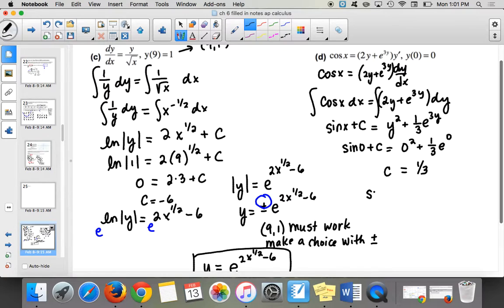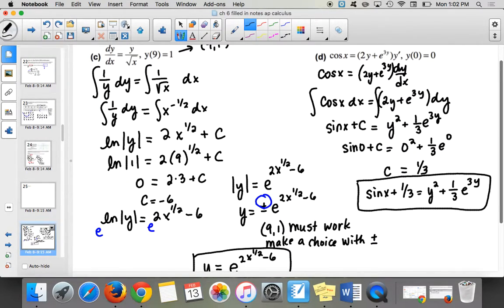So when we go back in, we have sine of x plus 1/3 equals y squared plus 1/3 e to the 3y. And if your AP test had this as a multiple choice question, maybe this is the solution. They just leave the y's in there. Or they could do fancy things, like you could clear denominators by multiplying through by 3. So you might see things like 3 sine of x plus 1 equals 3y squared plus e to the 3y. You could see weird things like that as well. Okay, so just look for things like that. Okay, so let's stop there.